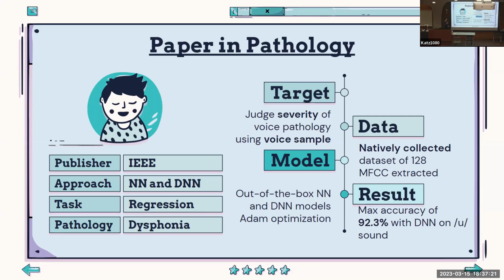Did you have a question? Exactly. Yeah, so if you have no way to see the data, you have no way to know if they purposely selected 127 people with a voice pathology and one without. And their paper is like, oh, I'm so good at identifying voice pathologies because it just says yes to everyone. And they're like, wow, what great accuracy. Exactly.